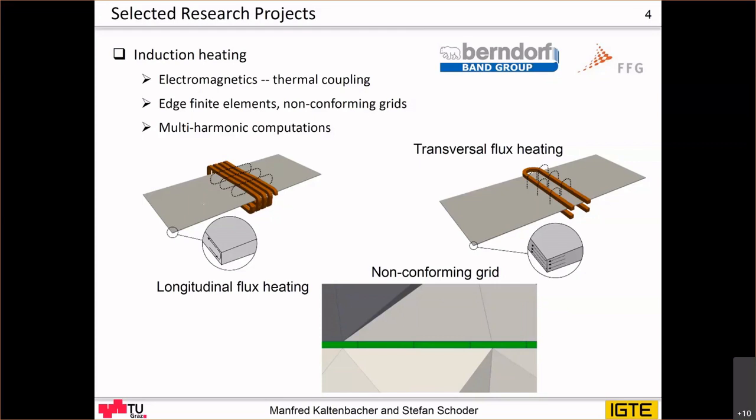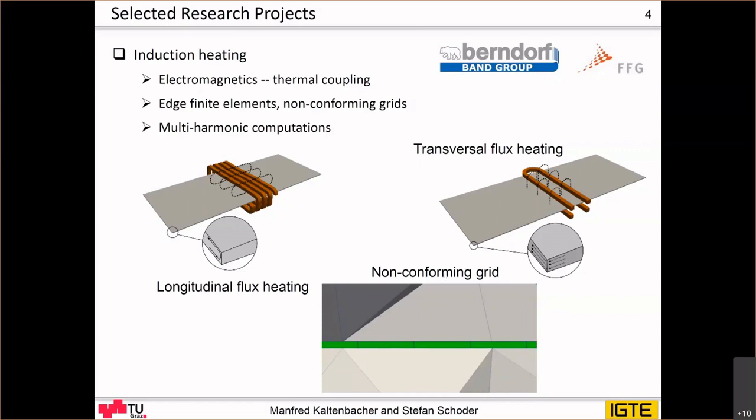What is also very challenging here is, in this cross section, this is the steel sheet. You have to resolve it with very small finite elements in order to correctly describe the eddy currents. On the other hand, the ambient air, well, you can have very coarse meshes, and that's also a special research topic we are working on, so-called non-conforming grids.